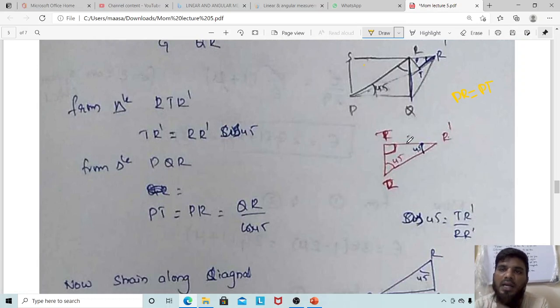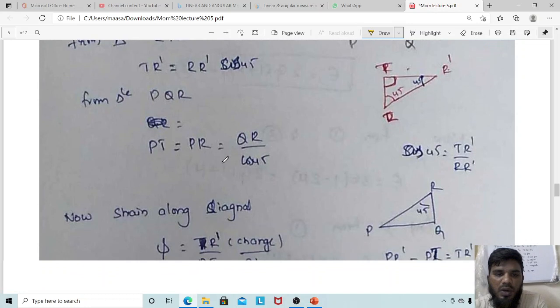Okay, TR dash that I am going to obtain, look at this, this is 45, this is 45. I want to identify this length. So this is my adjacent side to the angle. If I take TR dash in terms of RR dash, TR dash can be written as RR dash cos 45. So generally what is cos 45? Adjacent by hypotenuse. What is adjacent here? TR dash is your adjacent, and this is your hypotenuse. So TR dash is equal to RR dash by cos 45.